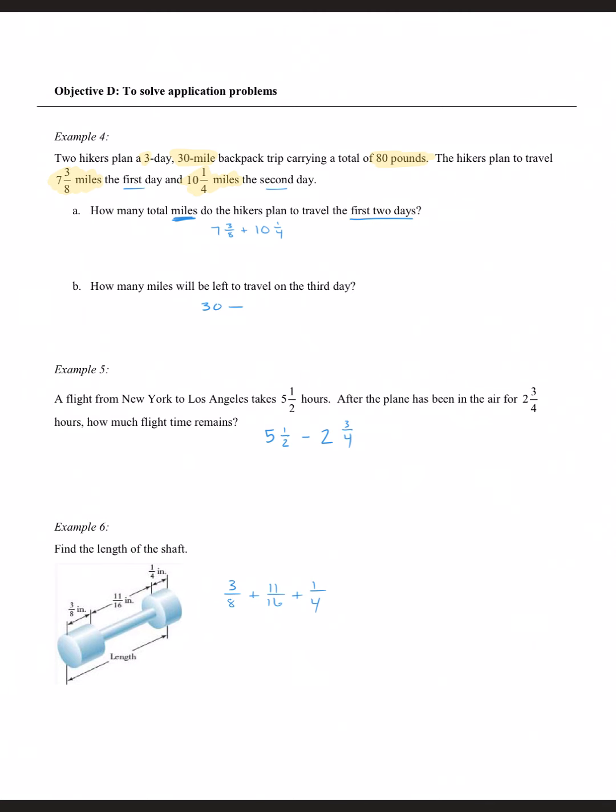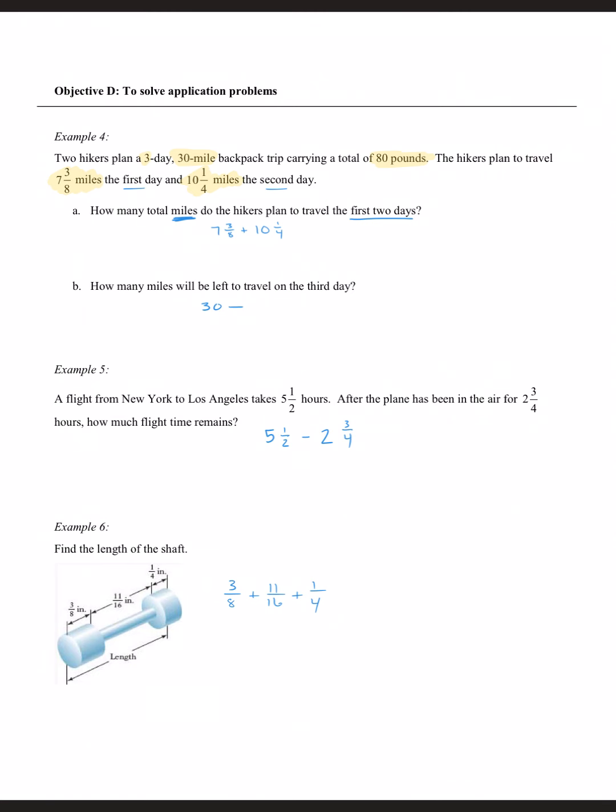So this is about 2 hikers planning a 3-day trip. Over the 3-day trip, they're doing a total of 30 miles, and they have to carry 80 pounds. On the first day, they're traveling 7 3/8 miles, and on the second day, 10 1/4 miles. Question A says, how many total miles?